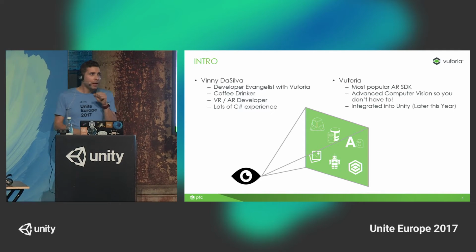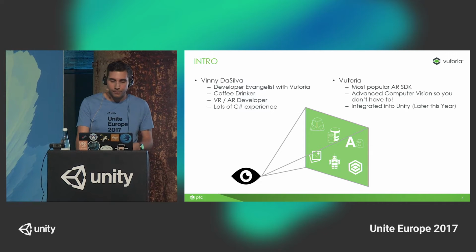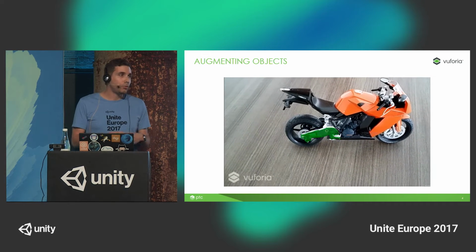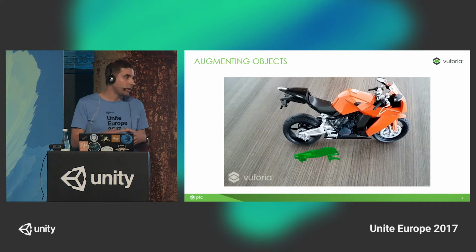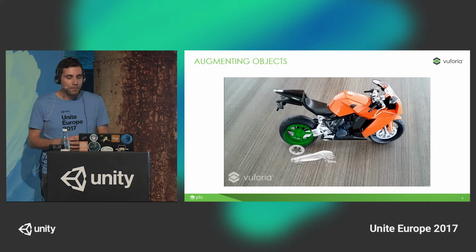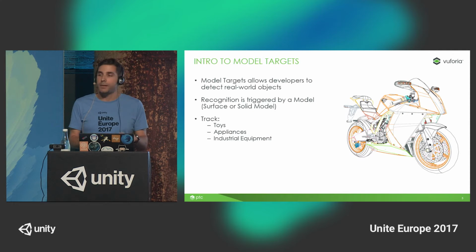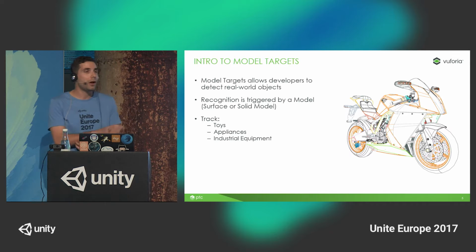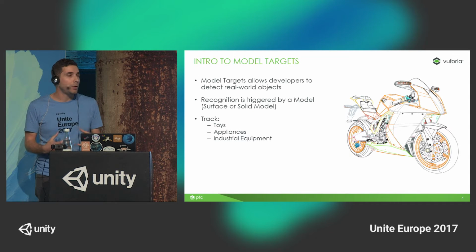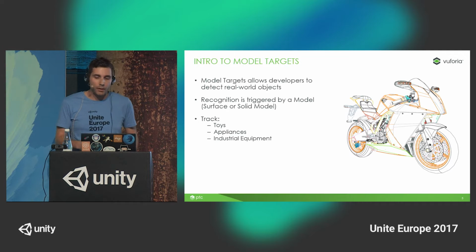Now, today I'm going to be talking about some really awesome new technology called model targets. Model targets allow us to recognize real-world objects, so little things, little toys, big things like cars, equipment, all sorts of good stuff. The whole idea is that if you have an engineering solid model or a surface model, like some kind of a mesh, we can import that into our system, and we can recognize it.